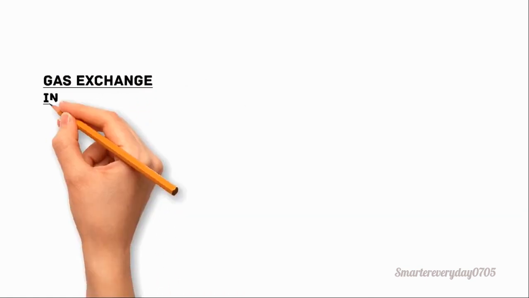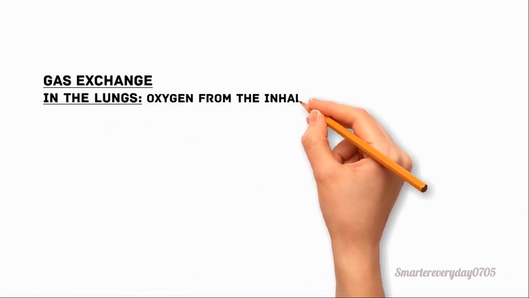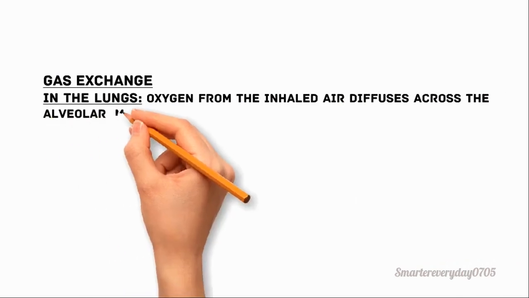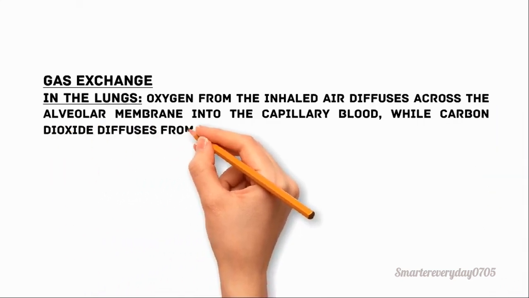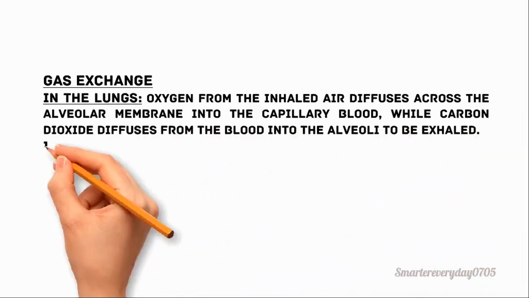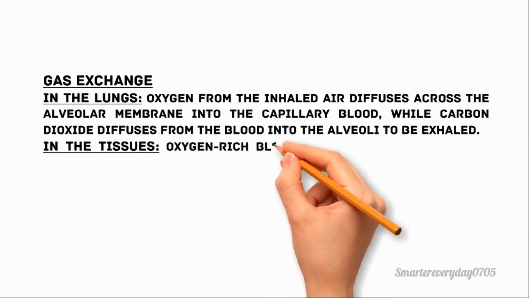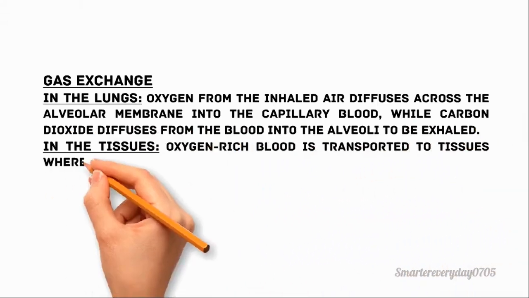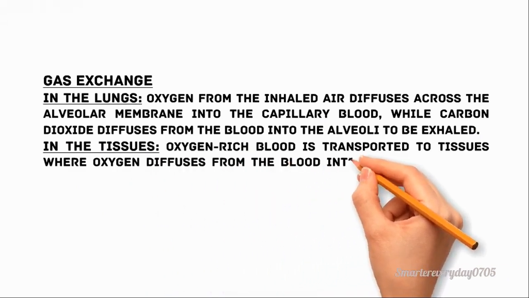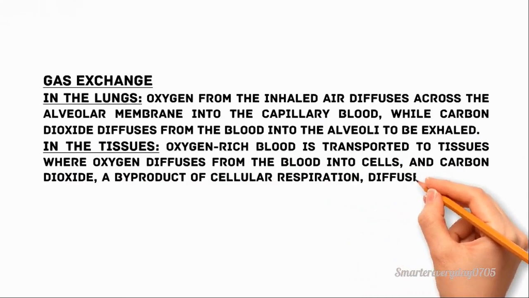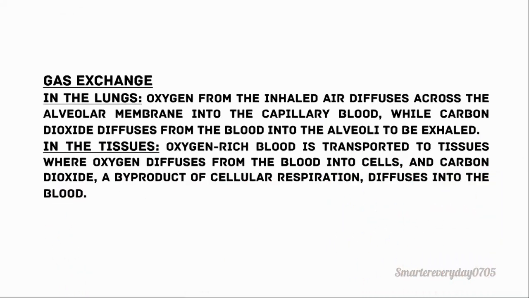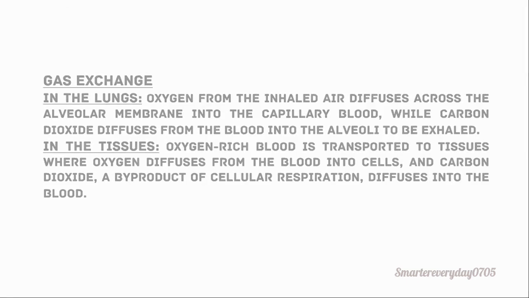Gas exchange. In the lungs, oxygen from the inhaled air diffuses across the alveolar membrane into the capillary blood, while carbon dioxide diffuses from the blood into the alveoli to be exhaled. In the tissues, oxygen-rich blood is transported to tissues where oxygen diffuses from the blood into cells, and carbon dioxide, a byproduct of cellular respiration, diffuses into the blood.